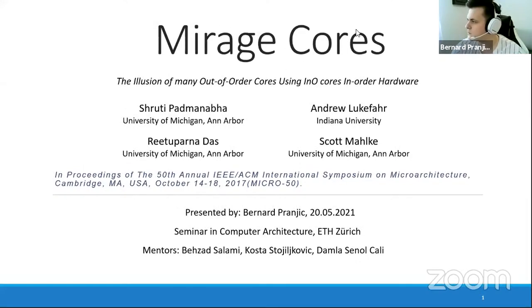So the main mentor, we have Behzad. So Behzad, please start introducing the student whenever he's ready to share his screen. Okay, thank you, Mohammed, and welcome everyone to the second presentation of today's seminar course. I'm very happy to introduce very briefly Bernard Kronjic. He is a fourth-year undergraduate student at ETH Zurich in computer science. And today he's going to talk about the Mirage Cores paper, which was published in MICRO 2017. This paper introduces a heterogeneous in-order and out-of-order core processor design, and I hope that you will enjoy the talk by Bernard. Okay, Bernard, go ahead, please, if you are ready. Okay, thank you, Behzad.